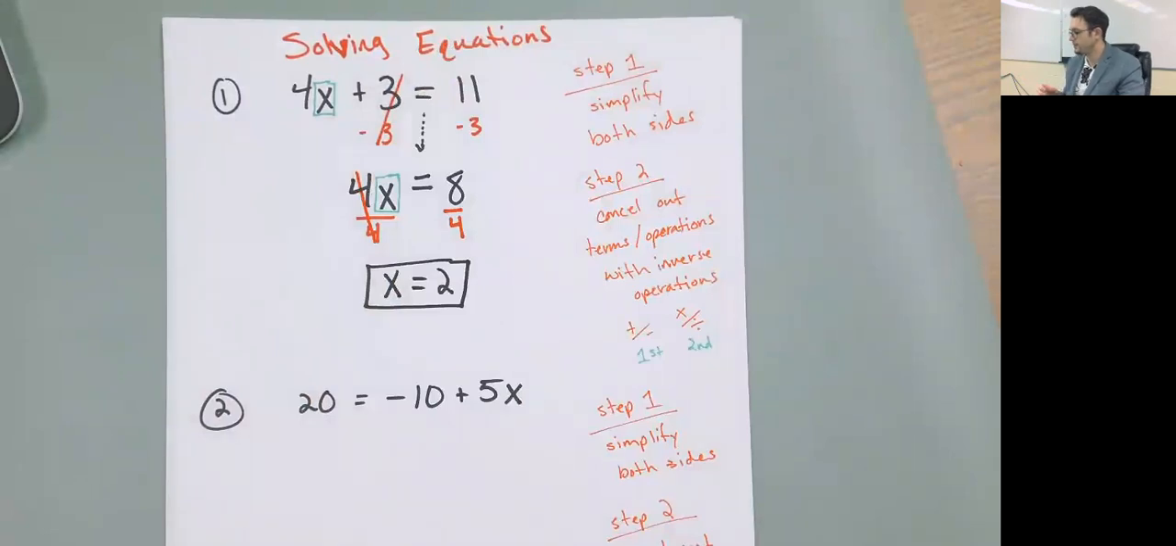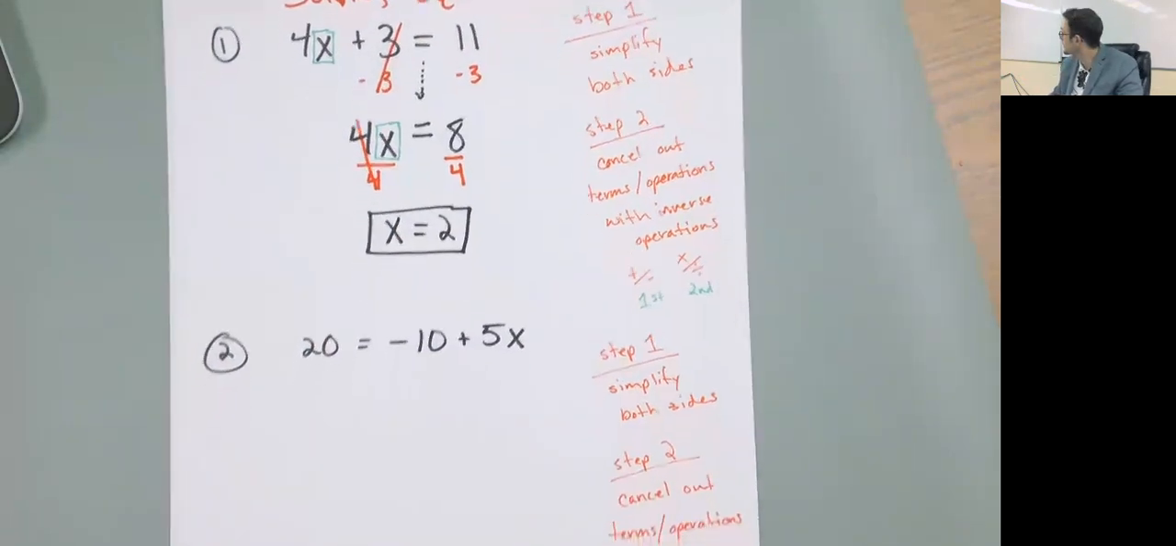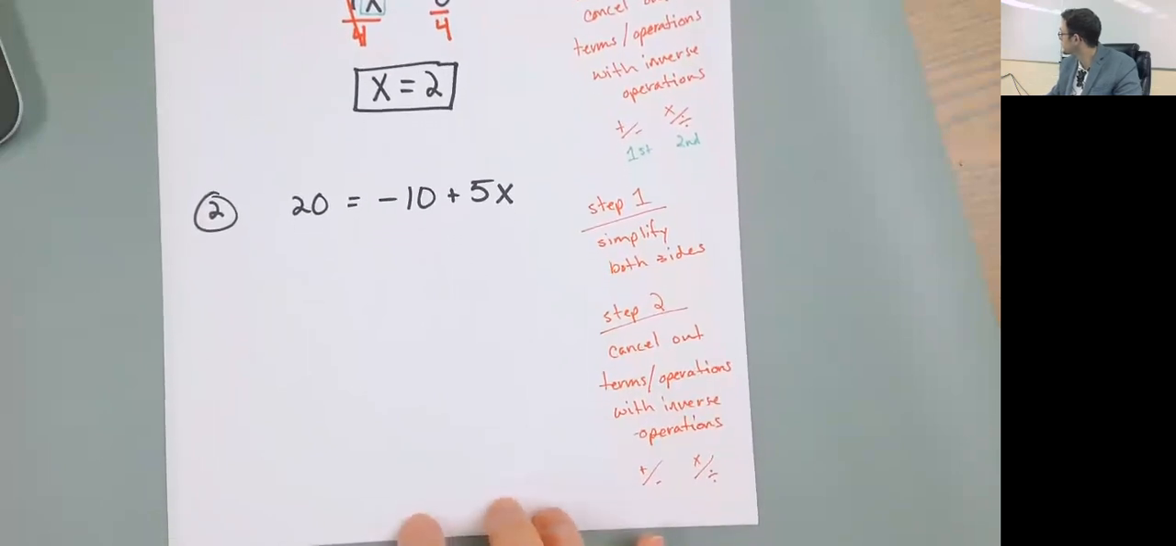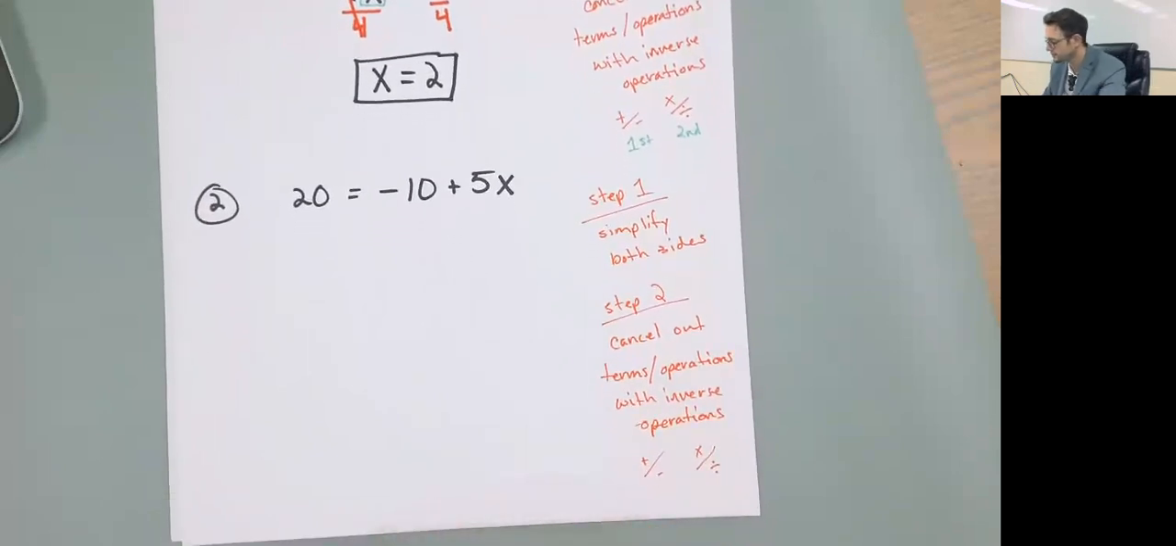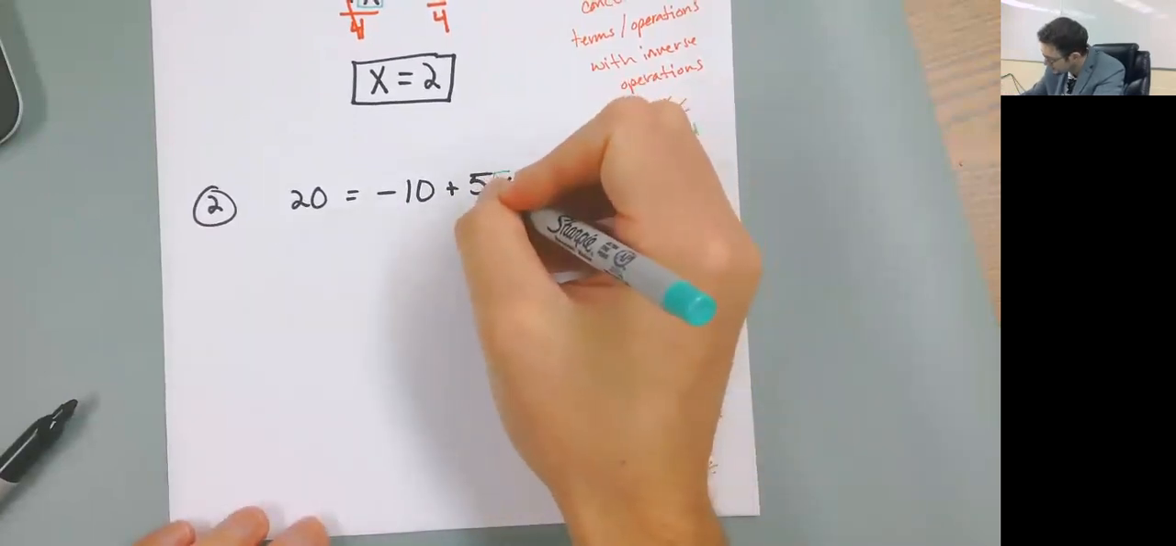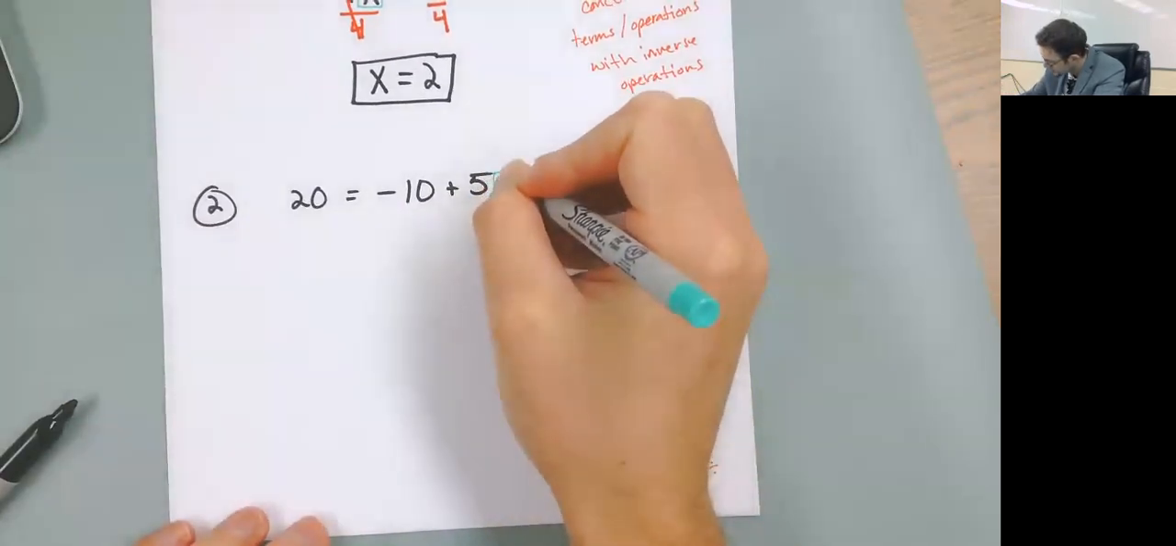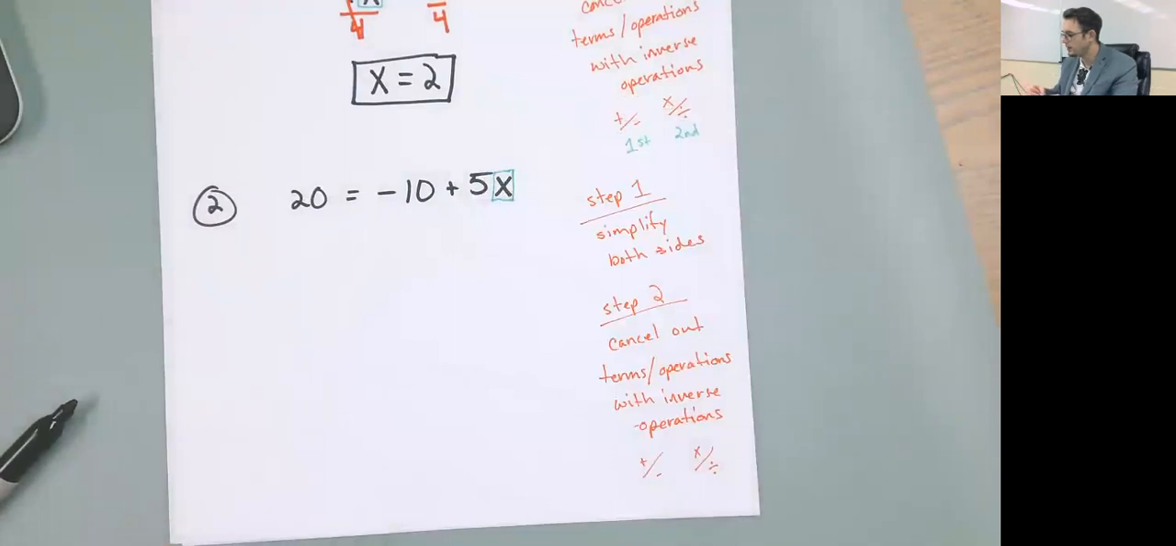So let's move on to the next one. Number 2. Number 2, x is over here on the right side. So I don't want anything to be next to that.